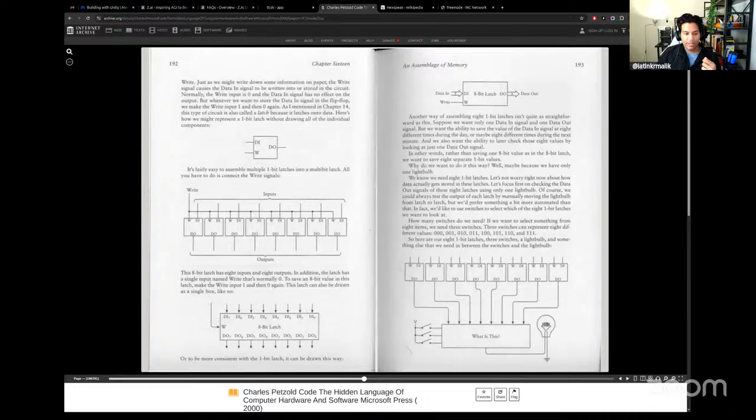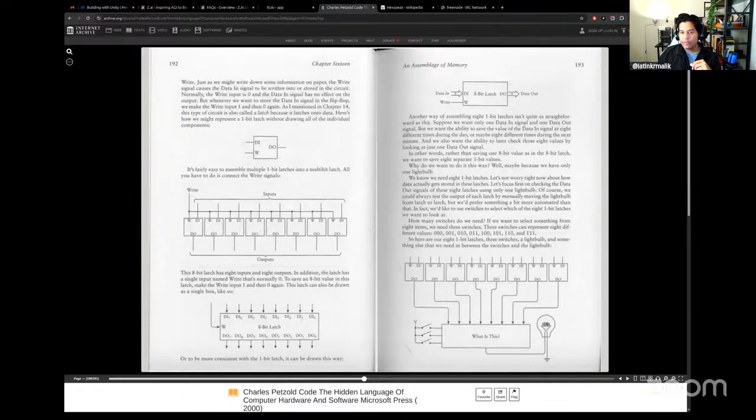This latch can also be drawn as a single box, like so. So this basically becomes your 8-bit hard drive or flash drive or something, which can store an 8-bit number. Or to be consistent with the 1-bit latch, it can be drawn this way. So we again can collapse this into a box. We can say 8 bits of data come in, 8 bits of data go out, and then there is a write flag or a write switch there.